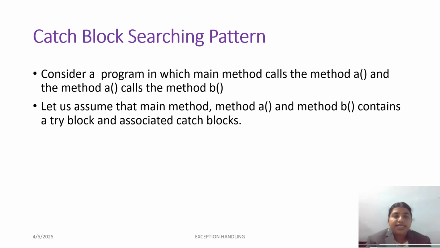So let us move to the next topic where we reflect on catch block searching pattern. Consider a program in which the main method calls the method A and the method A calls another method B. Let us assume that the main method, the method A and method B contain a try block and associated catch blocks.